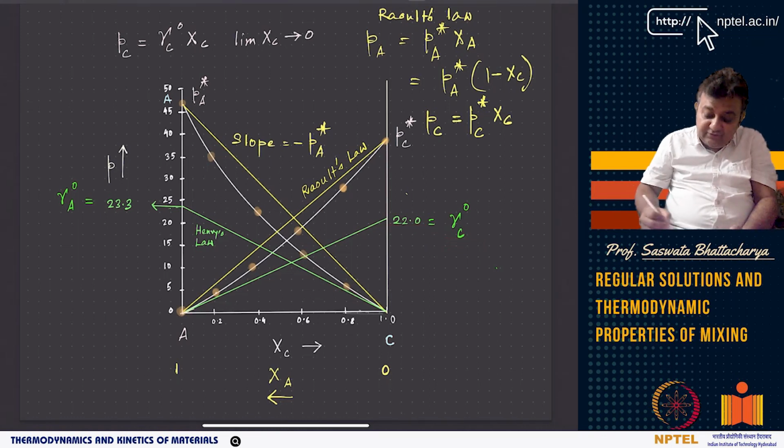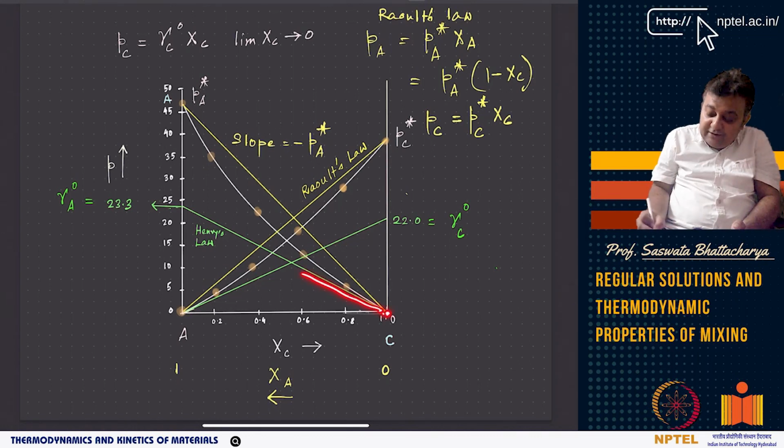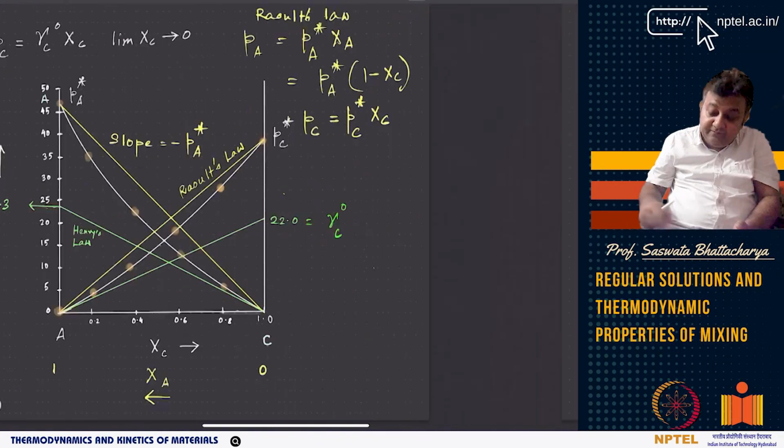Similarly, for acetone, we will go to the chloroform end where acetone is 0, and we will again draw this green line, which is a tangent at the limiting point of XA tends to 0, and where it meets the y-axis, that value is like 23.3 kPa. For acetone, that means the Henry's law coefficient is 23.3.